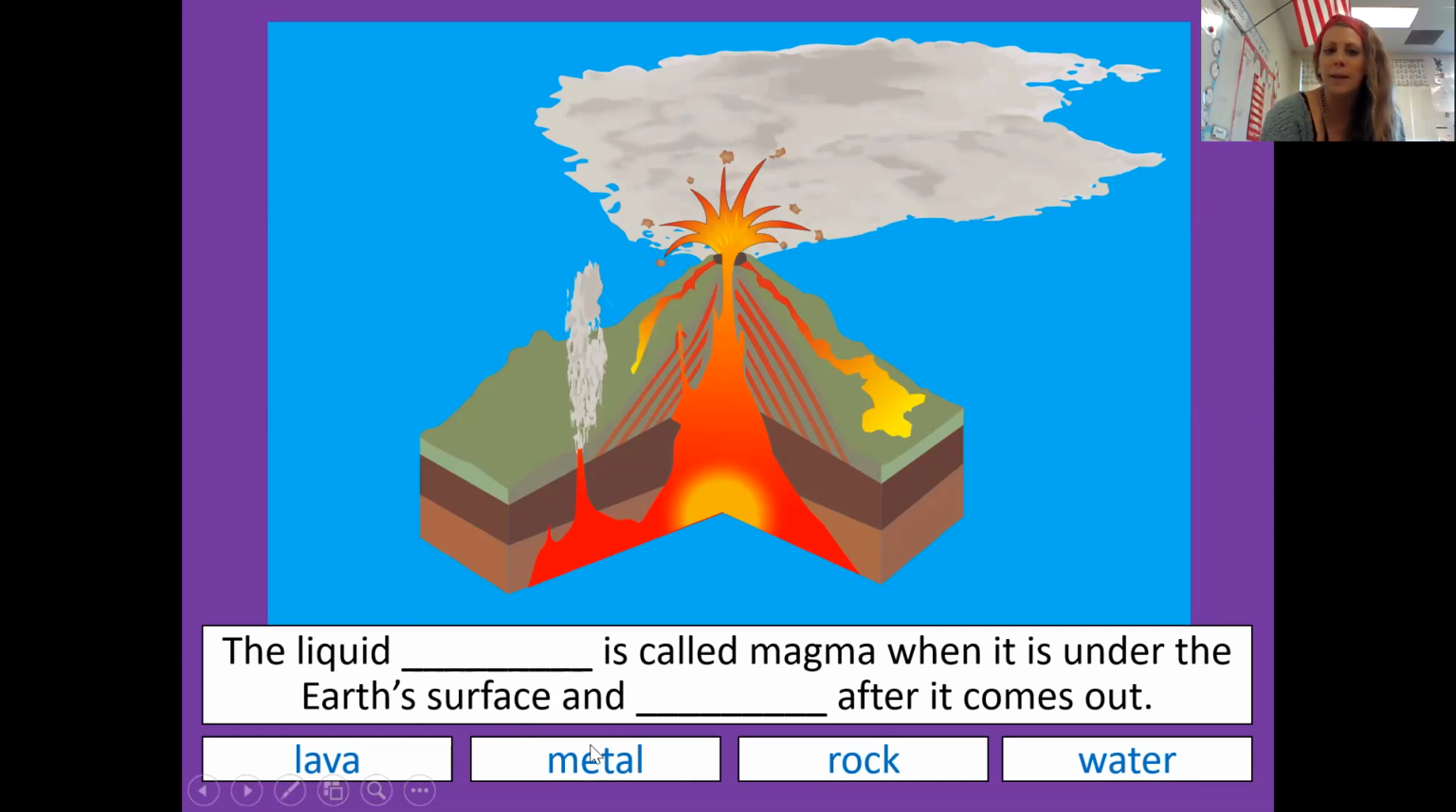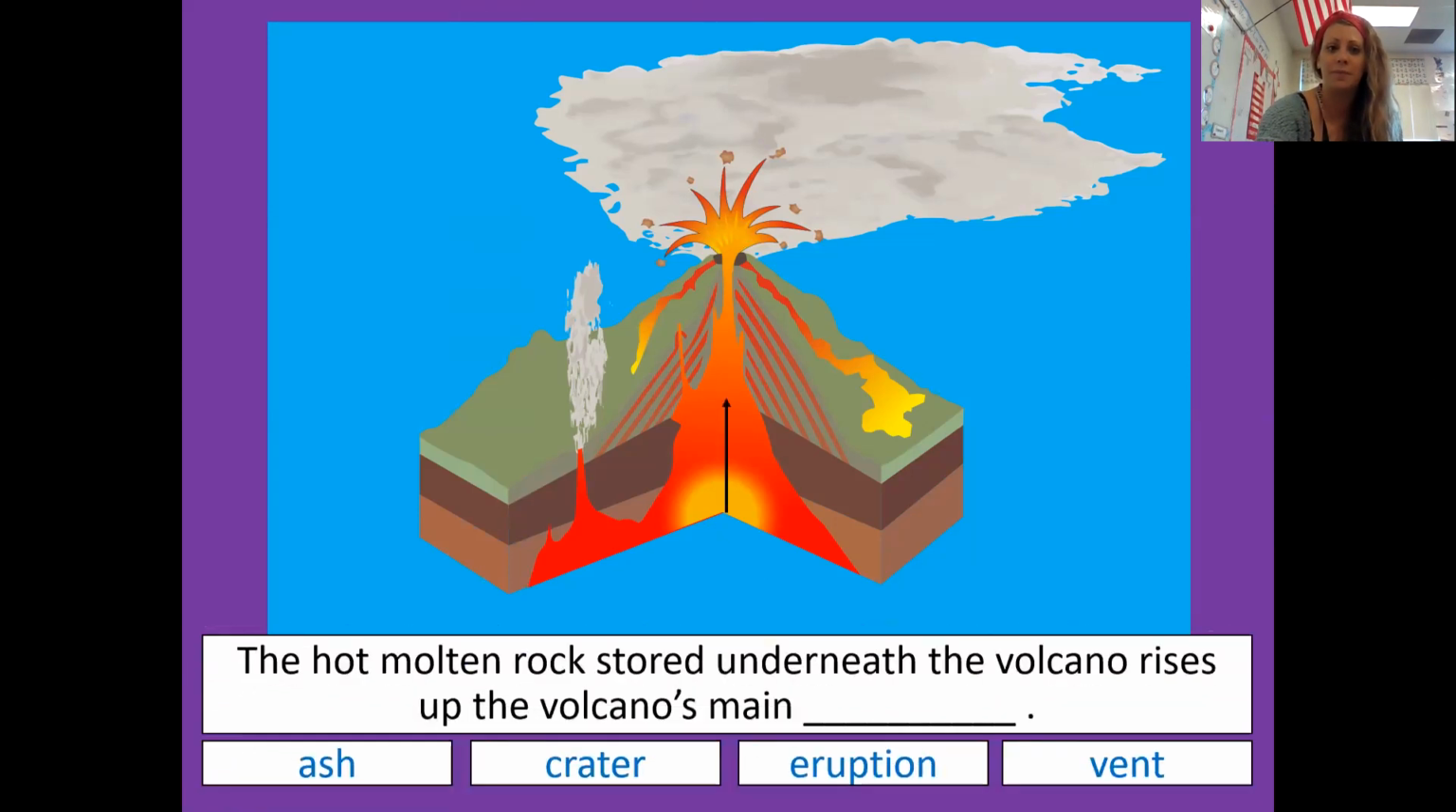So what do you think the answer for the first one is? The liquid metal is called magma, the liquid rock, or the liquid water? What do you think? Rock, underneath the surface. Remember all those plates, those tectonic plates, those rocks. So those would be the answers to that one.